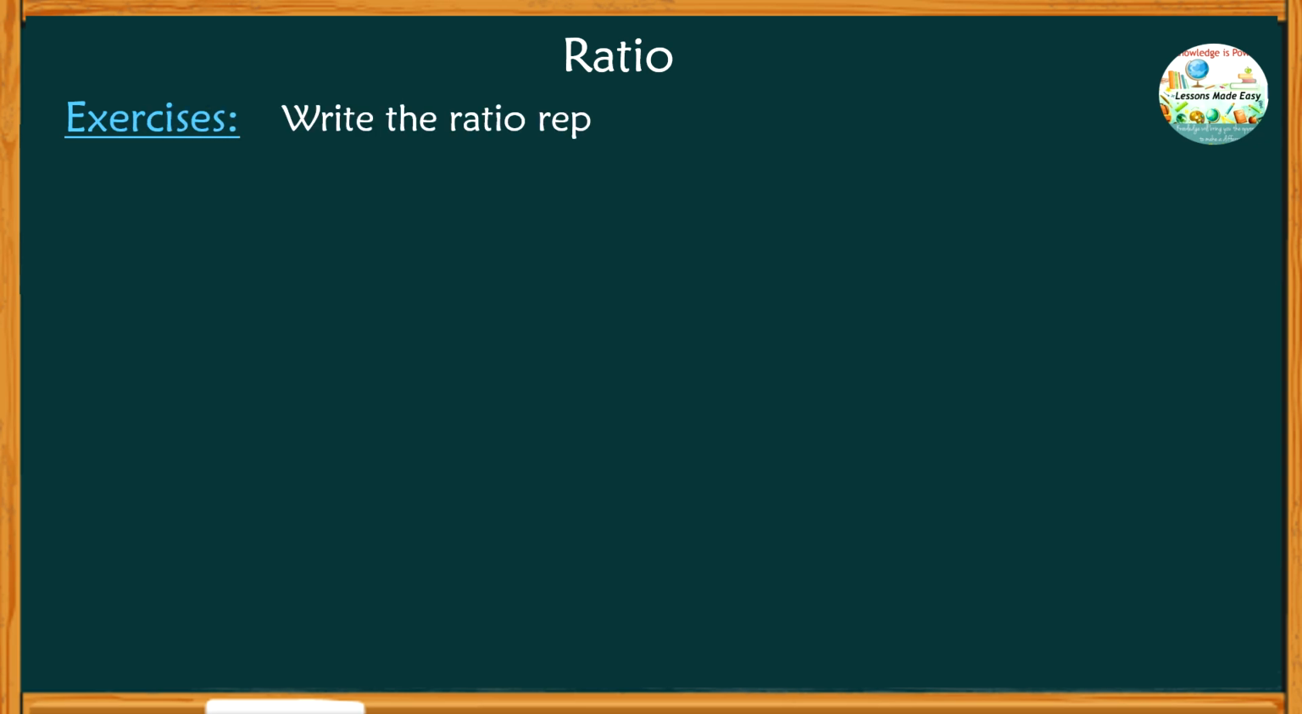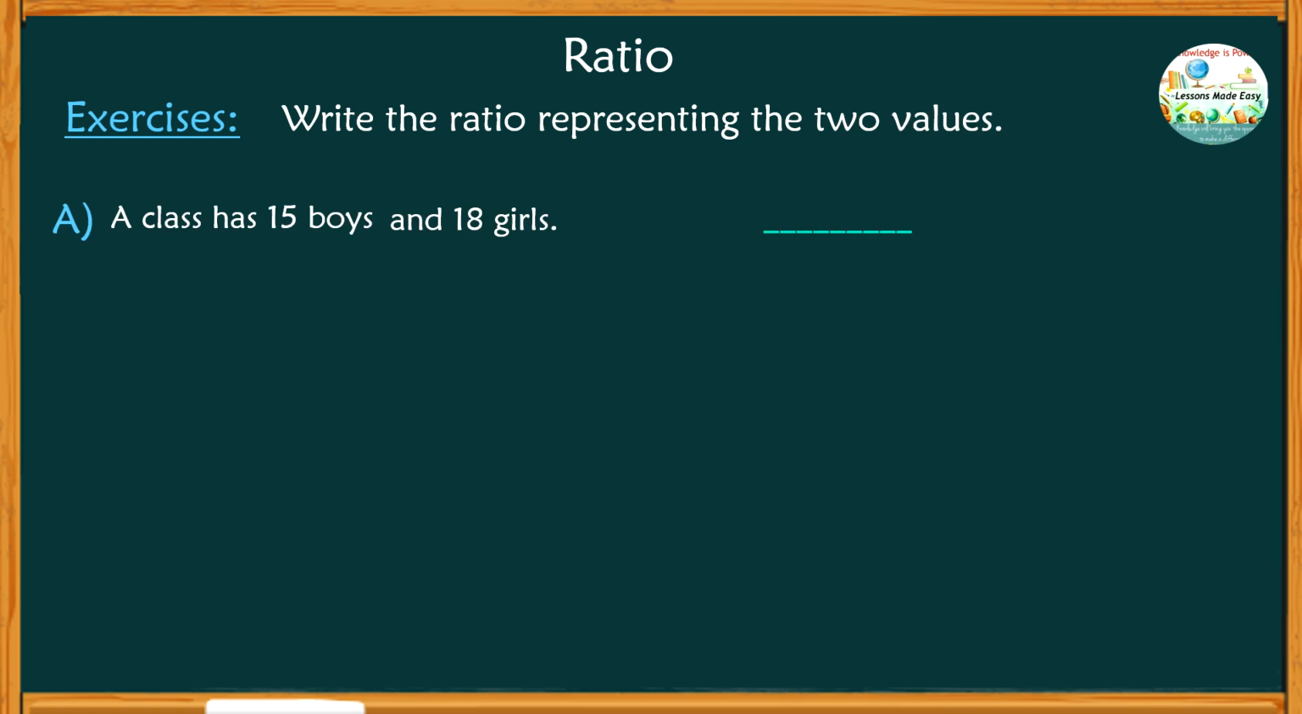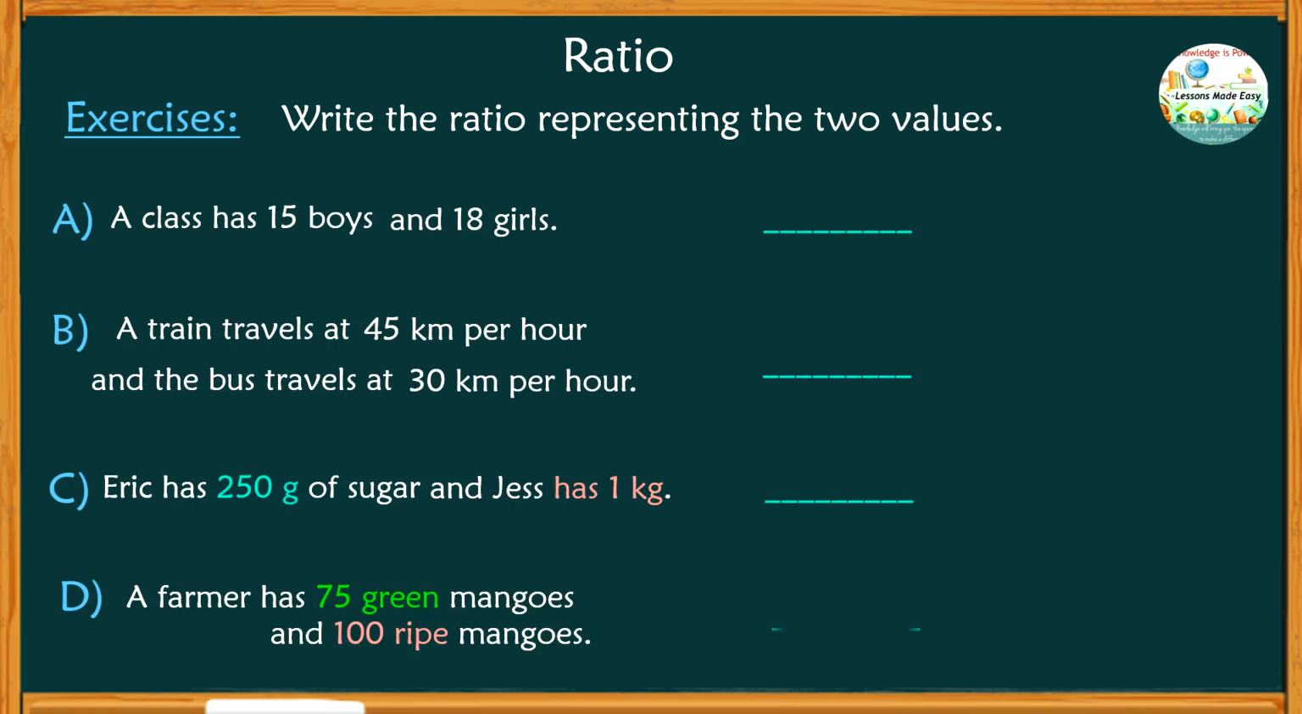Write the ratio representing the values for A, B, C, and D. This is pretty easy to work on. Just take note: whatever is mentioned first must be written as the first term. For letter A, a class has 15 boys and 18 girls. The ratio is 15:18, or 15/18. This fraction can still be reduced to 5/6. Let's move on to letter B.